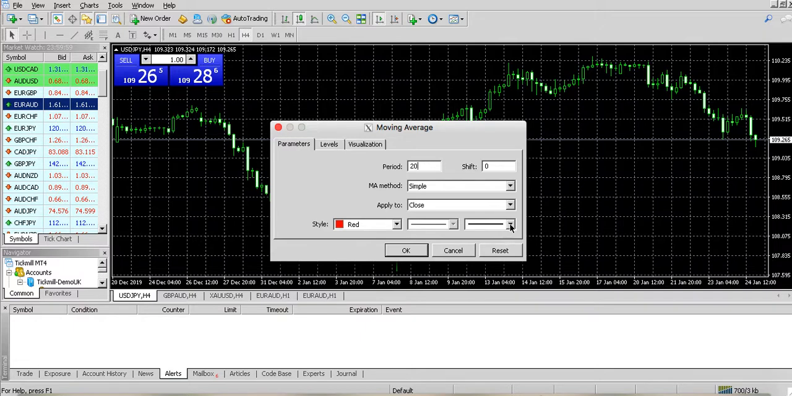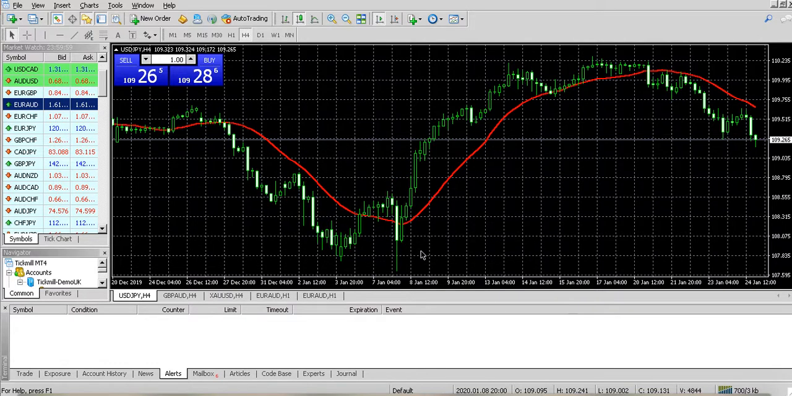Okay, now we're going to come to here because I like my line to be slightly thicker. So normally it's selected on the first one. So we're going to click the drop box, change it to the second one so we can see it clearly. Okay. Now guys, what we can see on the chart is a red line waving down and up. That is actually the 20 period moving average.